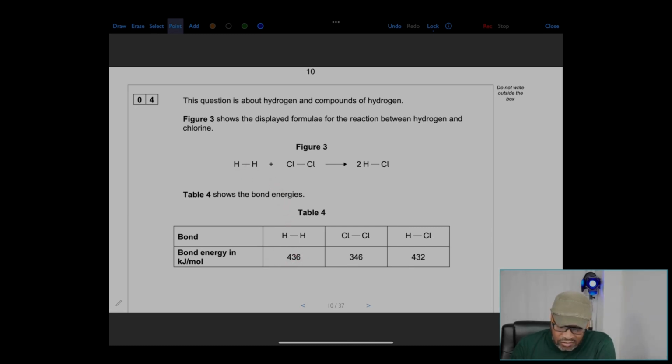So that would be plus 436 because it's endothermic. Endothermic is plus. The next one would be plus as well because we're breaking that bond. But the forming of bonds is negative, so that would be minus. You've got two of them, so that would be 2 times that, and it would be minus. So that's what's going on there.